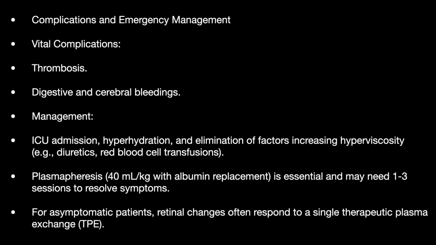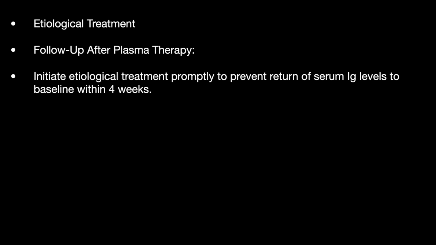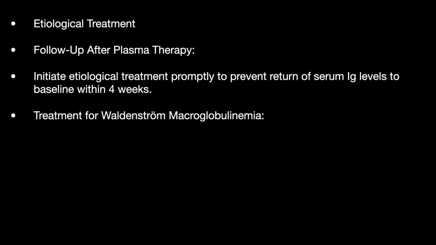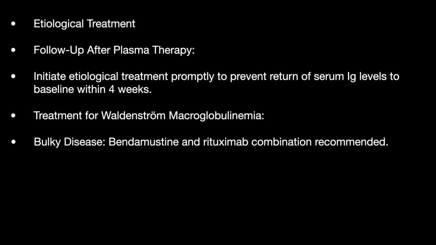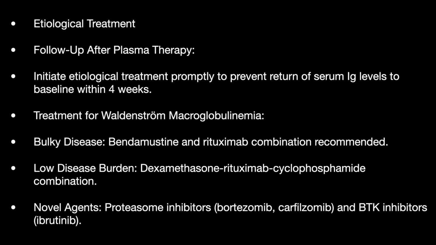For asymptomatic patients, retinal changes often respond to a single therapeutic plasma exchange. Coming to the etiological management, follow-up after the plasma therapy needs to be done. Initiate the etiological treatment and do a baseline after 4 weeks. Treat the Waldenstrom. For bulky disease, you need to give chemotherapy and rituximab combination. For low disease burden, you can give dexamethasone, rituximab, cyclophosphamide. Novel agents like proteasome inhibitors and BTK inhibitors can also be used.